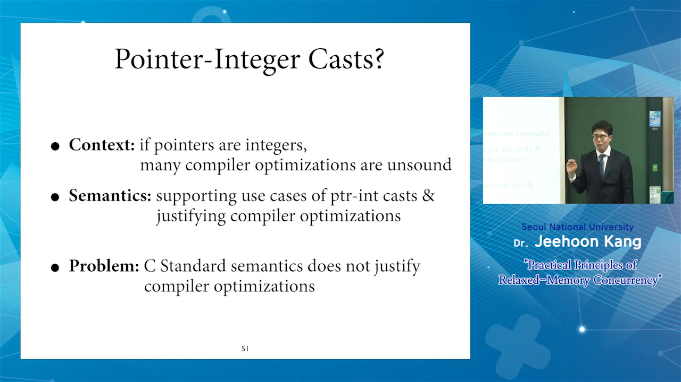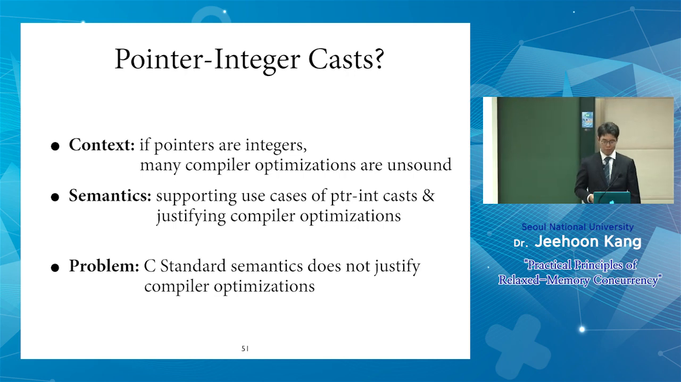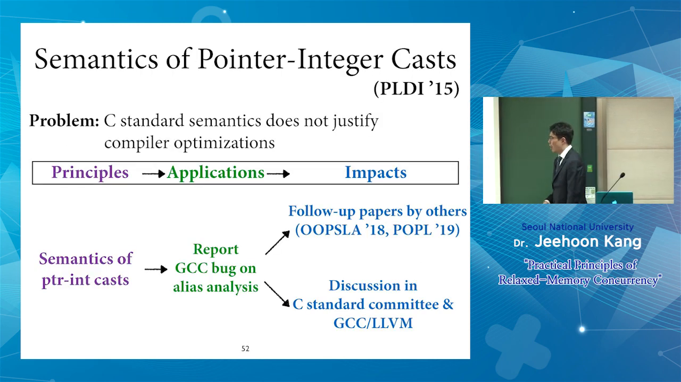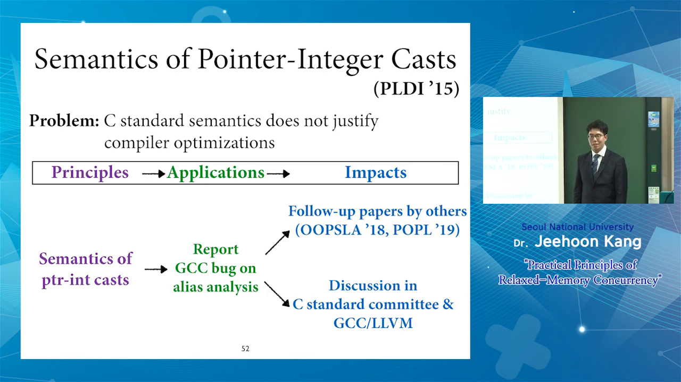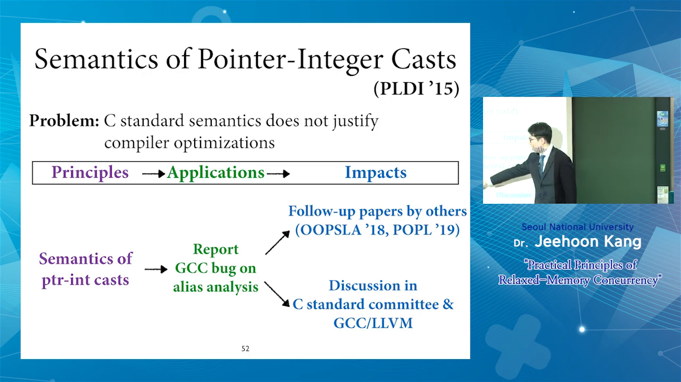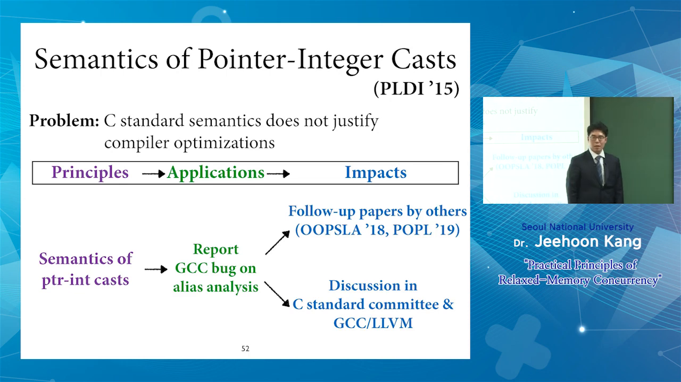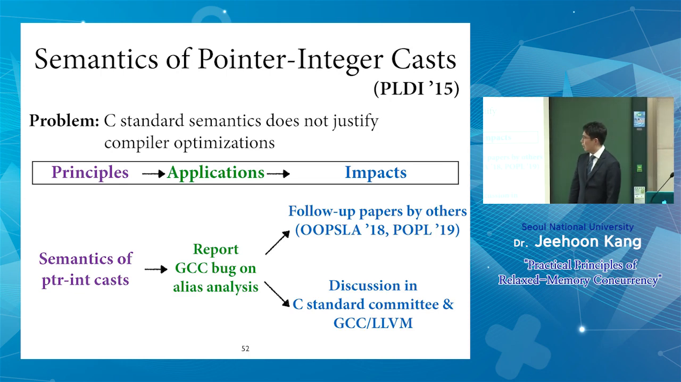The problem is that the C standard semantics for the pointer-to-integer cast does not justify a very important compiler optimization. So we developed a new semantics of pointer-to-integer casts, and in the course of doing so, we found a bug in GCC on alias analysis. We reported this bug and we proposed this semantics, and as a consequence, our idea was further refined by these follow-up papers.